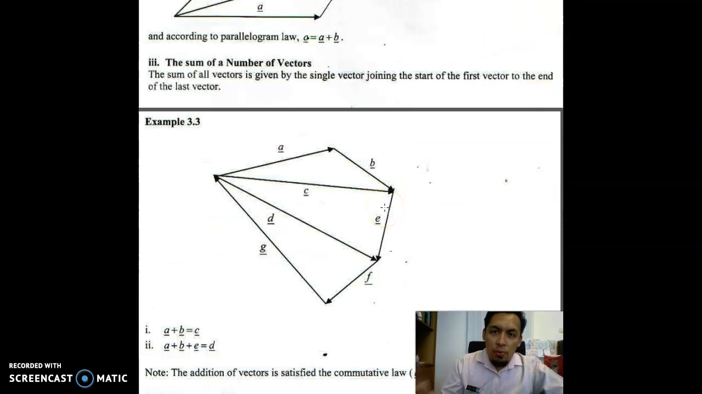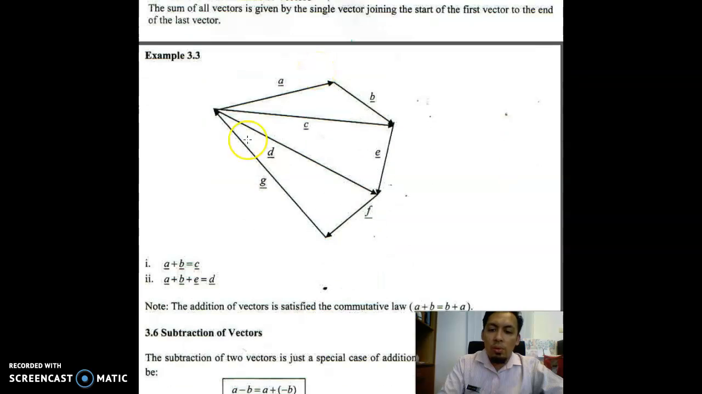So that is if we have two vectors. Now let's say you have more than two, and you want to sum several vectors. The idea will be the same, where you need to connect the terminal of the first vector with the initial of the next vector. So let's say here we are going to sum A, B, and E. So A connects with B and is connected with E.